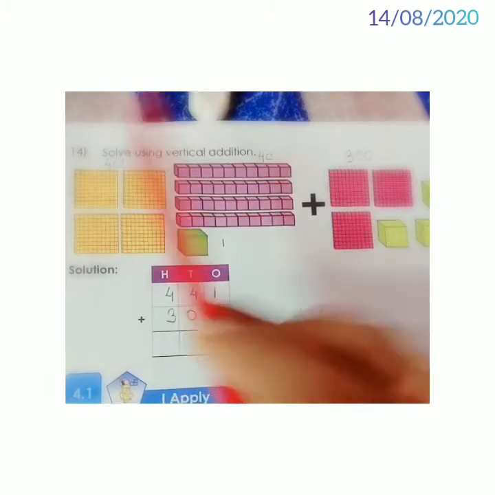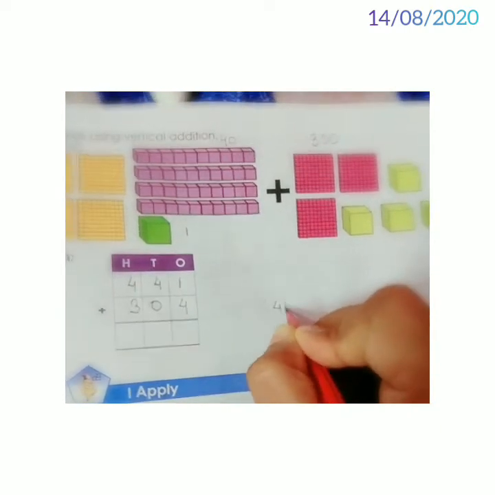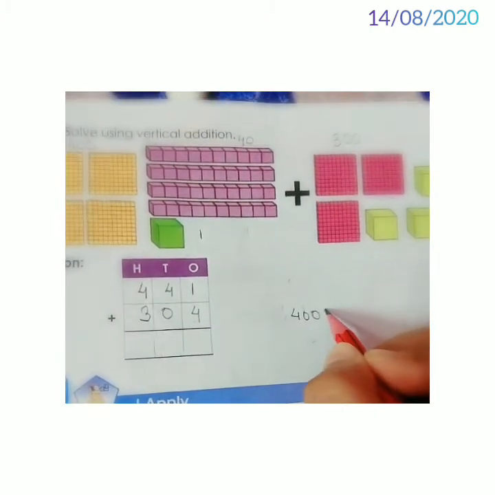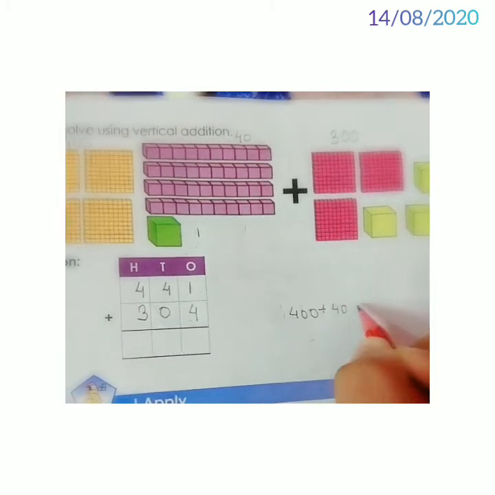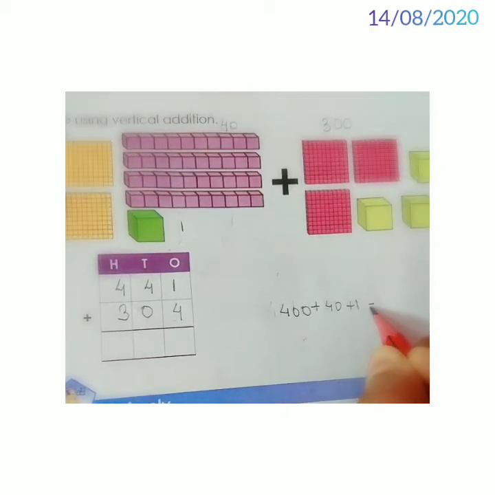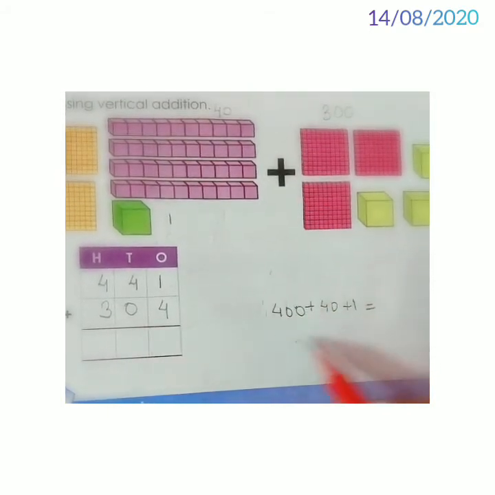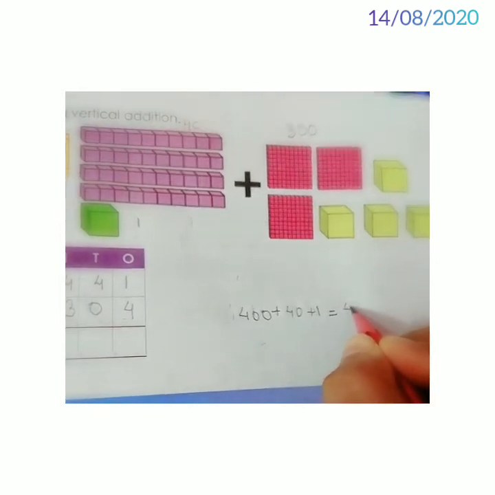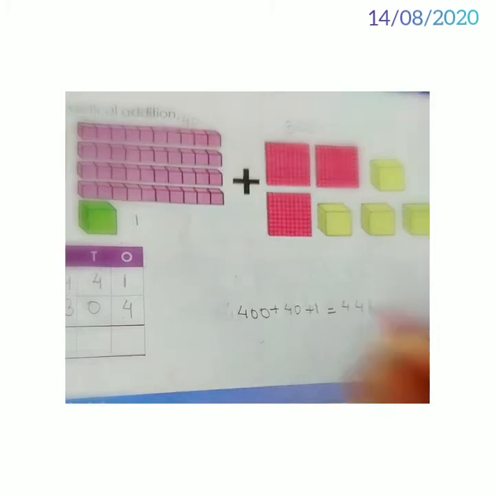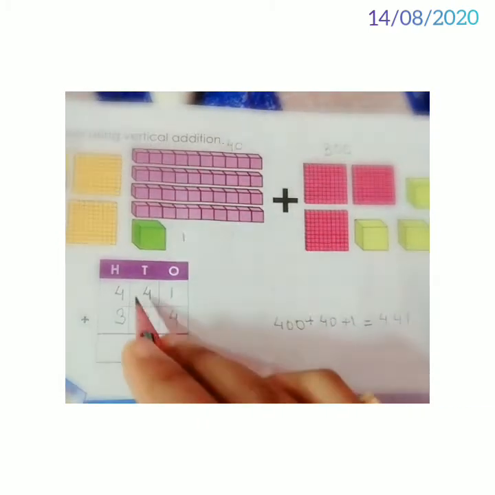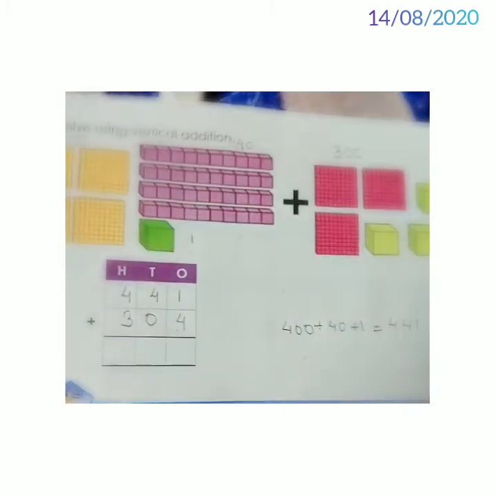Here for the first number we are having 400. So just write down over here 400. Then the next number is 40. Then 1. So we will have to add up these three numbers. When we add up, we will get 441. So this is our first number. So we have written over here 441.